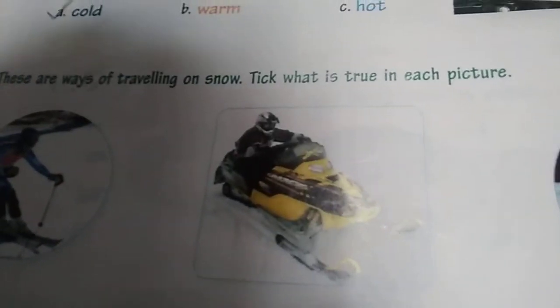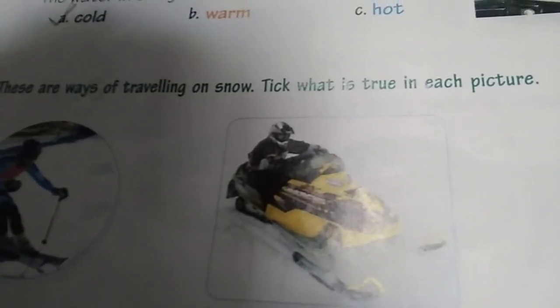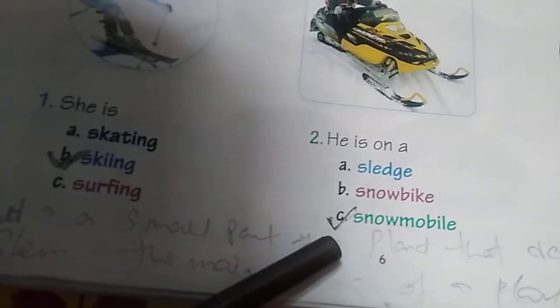Then come to number 2. Here what can you see? This person is also traveling on snow. Now see, the options are he is on a sled, snow bike or snowmobile. So, this is called a snowmobile. So, here option C is the correct answer, snowmobile. This person is in a snowmobile. This vehicle is called a snowmobile. So, option C is the correct answer for this.